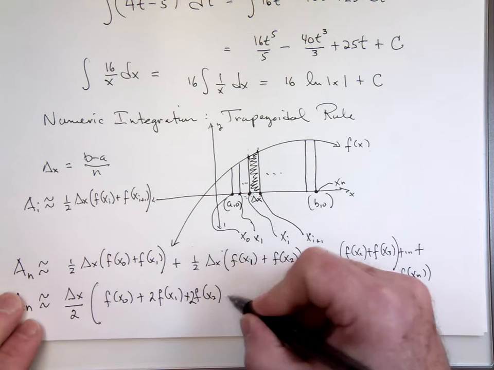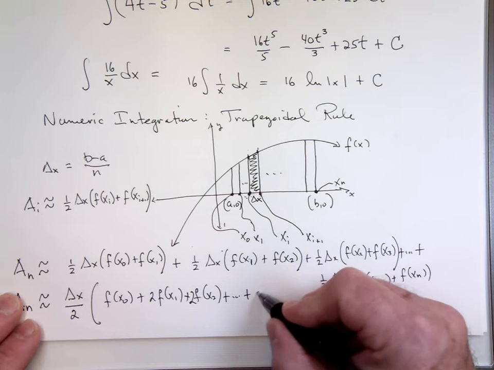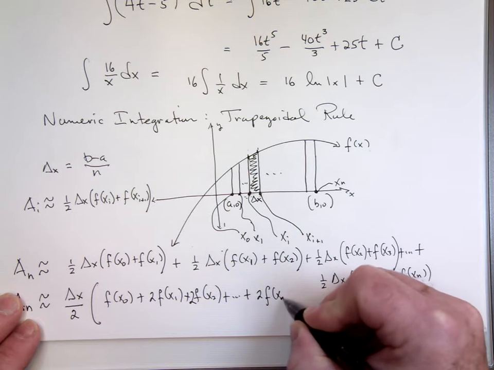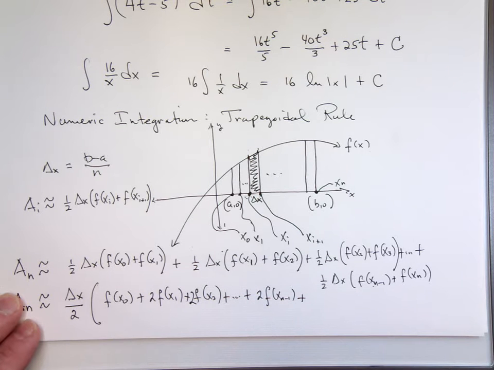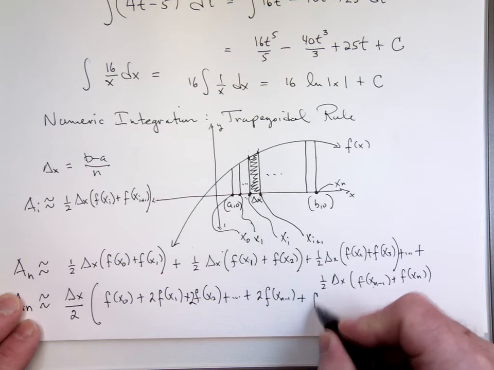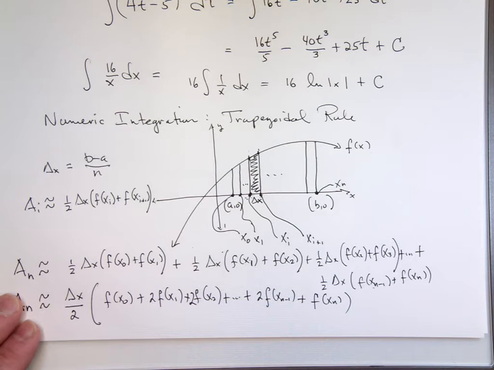Plus. Now, how many f of x sub n minus 1s will I have? 2 still. You only see one of them here, but the one before that is an x sub n minus 1 as well. And how many f of x sub n's do I have? 1. This is the trapezoidal rule. Okay? That's the trapezoidal rule.